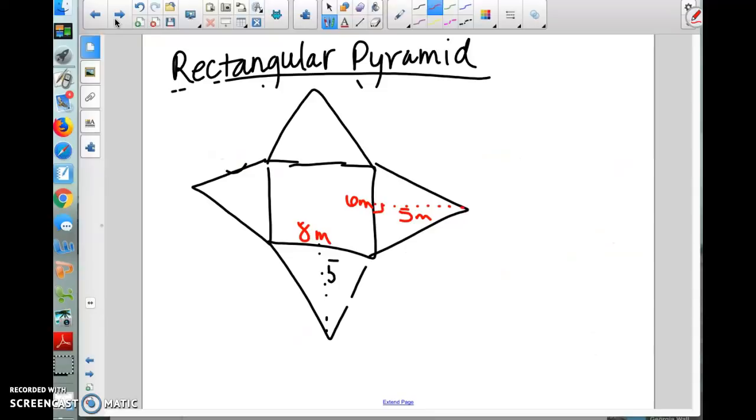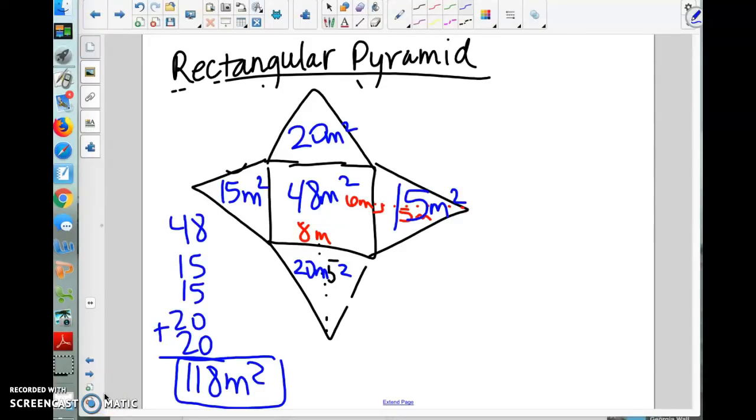Want you to pause this and try this one on your own. It's a rectangular pyramid. So pause it and try it. Okay, so what I got when I figured it all out was 118 meters squared. If you look, the opposite sides here are going to be equal and their heights are also going to be equal. So you have to look at the bases times the height and then divide by 2. Okay? So I'm going to do one more with you.